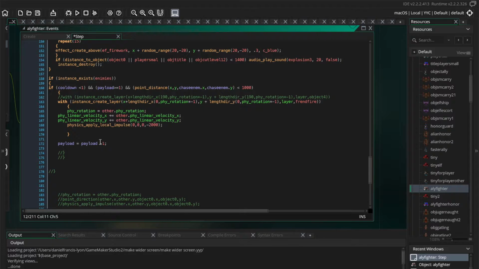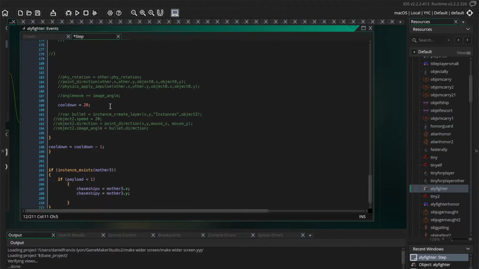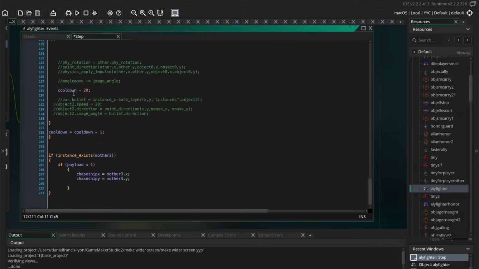And when it fires, payload goes minus 1. So as soon as payload runs out, it has to reload. There's a cooldown. And I ended up not using this.